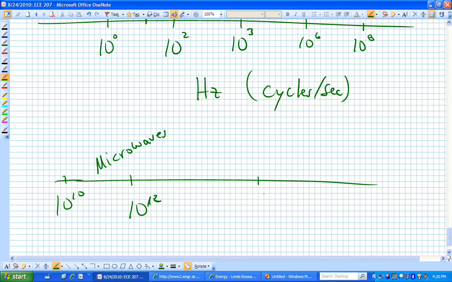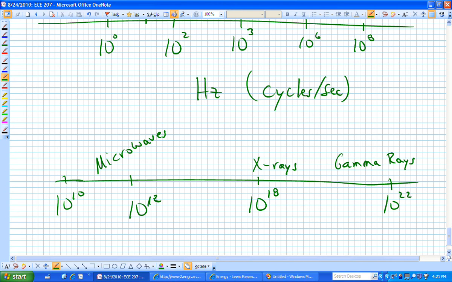How about X-rays? 10 to the 18th. Gamma rays, even higher than X-rays, more damaging. Those could go all the way up to 10 to the 22nd. That's high. 10 to the 22nd times a second. That's fast.